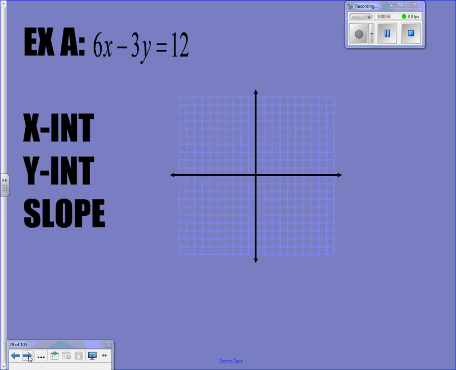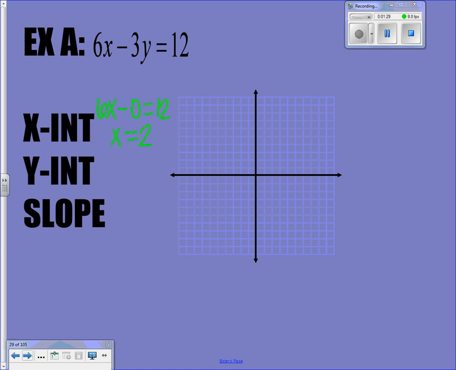So here's example A, 6x minus 3y equals 12. Now I want to be able to find the x-intercept. And my note says solve for x when y equals 0. So I'm going to pretend that y is 0. So I'm going to go 6x minus 0 equals 12. So to solve for the x-intercept, where it crosses the x-axis, solve for x and pretend that y is gone. Then I would have 6x equals 12. So x would equal 2.